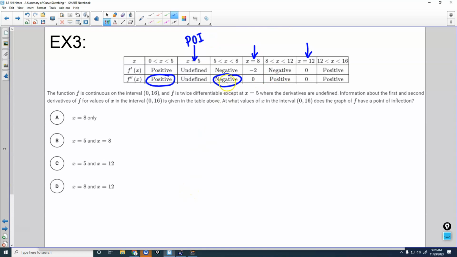Then right here we go from negative to positive, so again, we have a point of inflection. But then it stays positive when we go past 12, so 12 is not a point of inflection. So we would have 5 and 8. It is okay that the derivative is undefined there, because that can still be a critical point. We're not saying the function doesn't exist at that point, the function itself can still exist.